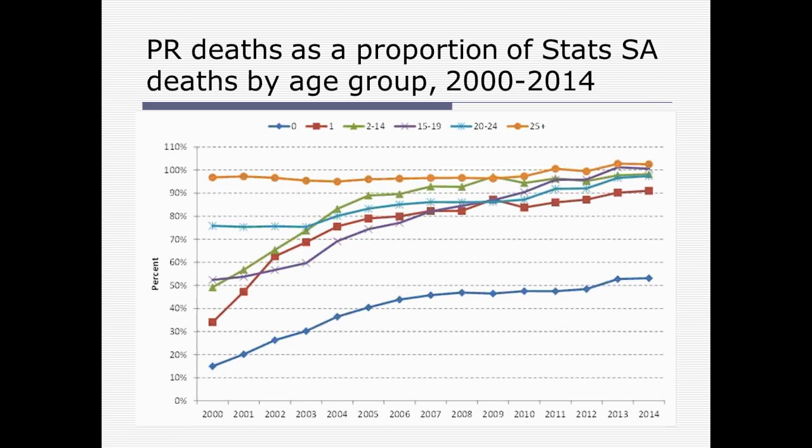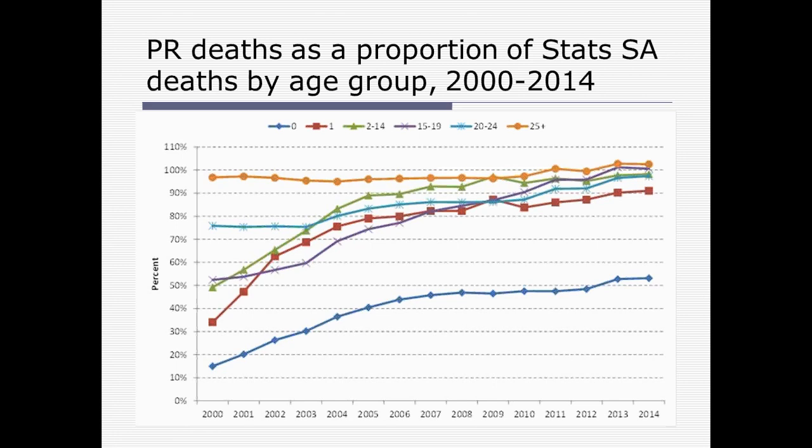However, if you look at the top line, the deaths over age 25, you'll see that actually it jumps to 100%, and in fact, in the last 2 years, it's over 100%. Now, if you remember, the vital registration data is all death notifications, and the population register are only those with IDs. So, mathematically, the ratio should never be above 100%. And so there's clearly a problem with the system.